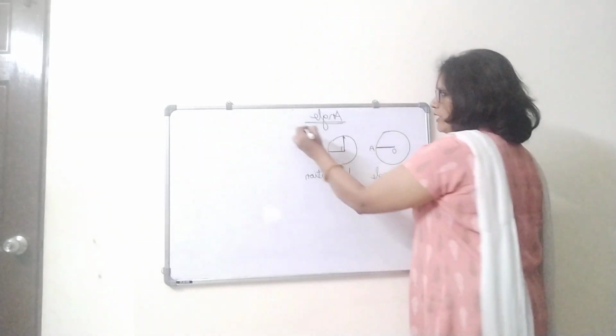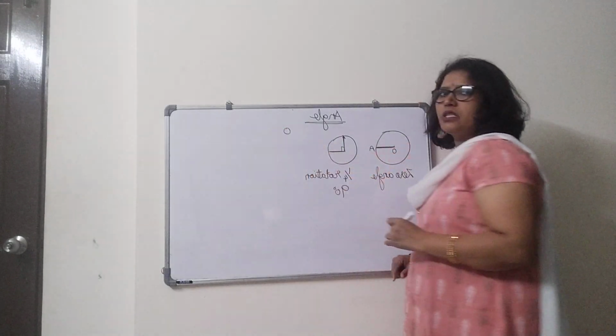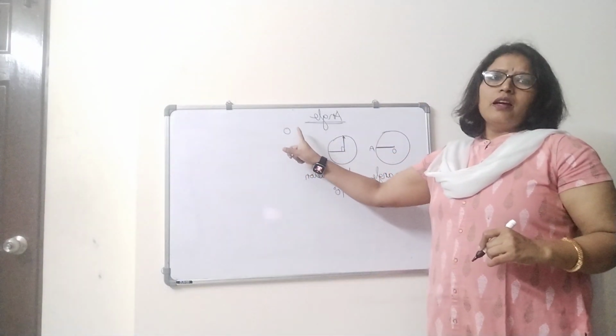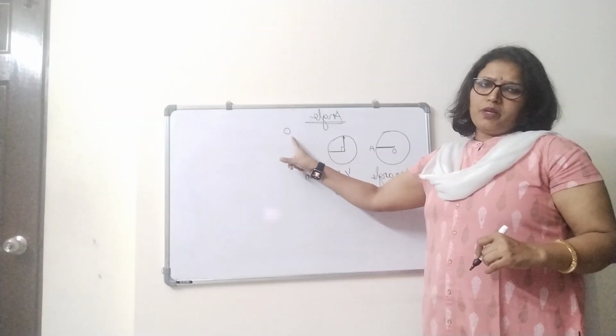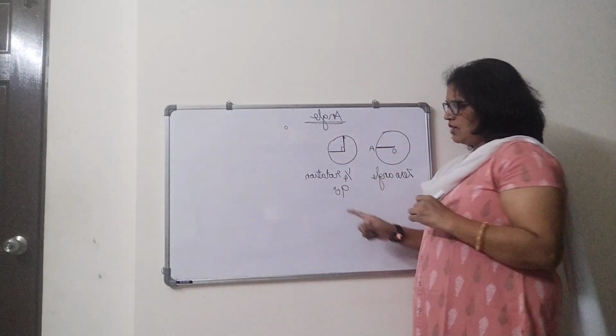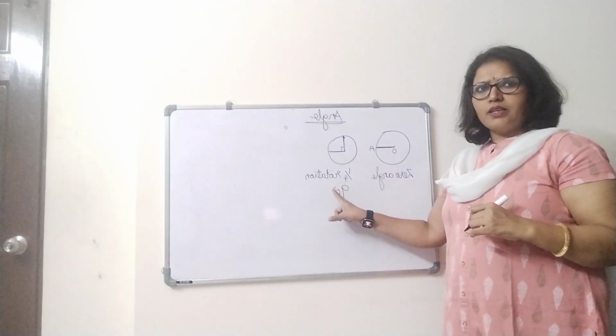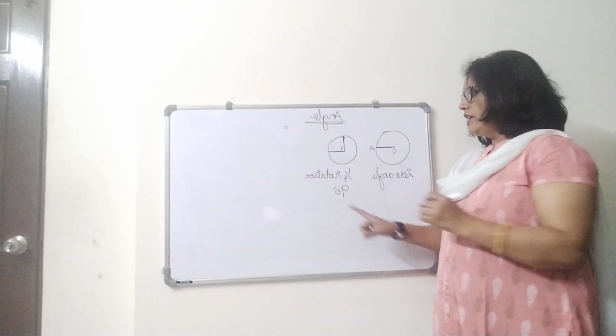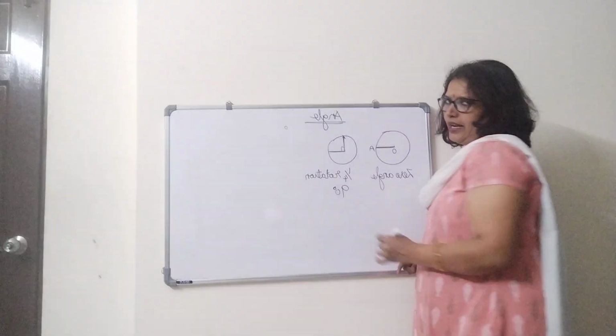To measure the angle, we use the degree. This is the symbol to show the degree of the angle. It means a small circle, not this big, a little small circle. So here 90 degree, this small circle means degree. 90 degree or right angle.